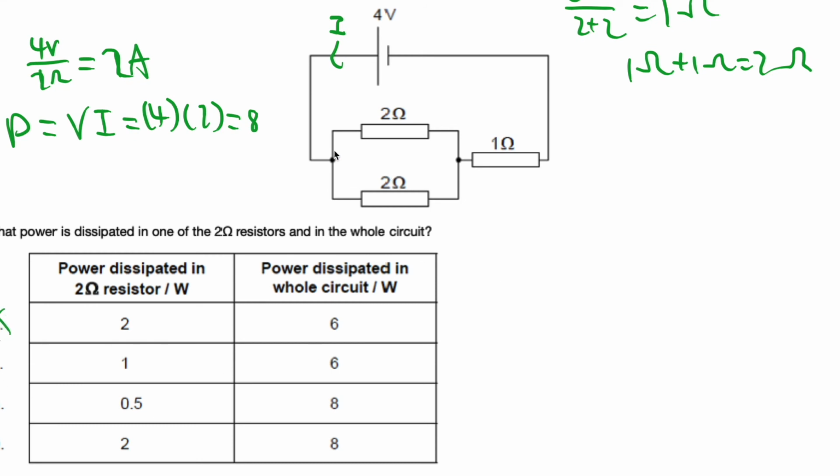Now you can calculate the power in the 2 ohm resistor. Because they have the same voltage in a parallel circuit, and they have the same resistance, the current flowing through each 2 ohm resistor is going to be equal. So it's going to be 1 ampere. And power is equal to current squared times resistance, which is equal to 1 squared times 2, which is equal to 2. So the answer is going to be D.